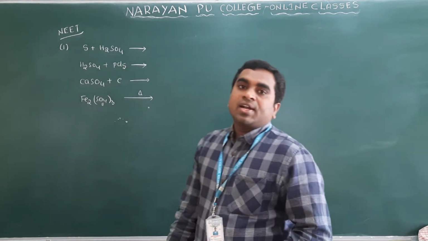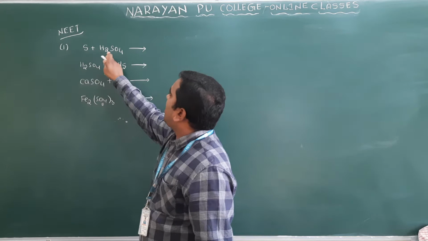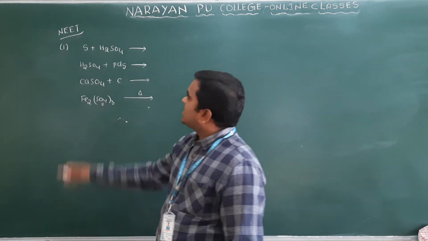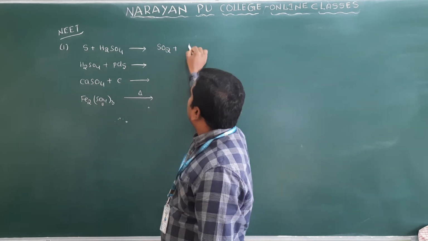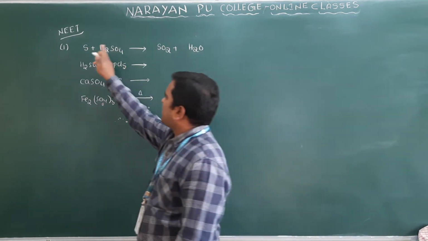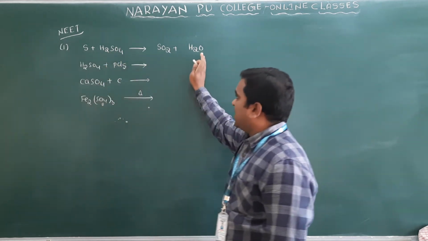on sulfur dioxide. Clear? So whenever sulfur reacts with H2SO4, H2SO4 is the oxidizing agent. When the oxidizing agent is there, sulfur is converted to sulfur dioxide. So sulfur dioxide plus what will we get? H2O. I am not balancing here. Just the sulfur is converted to sulfur dioxide, and hydrogen and oxygen are removed as H2O.